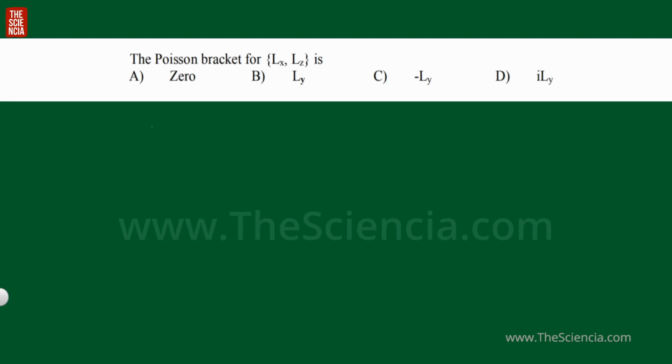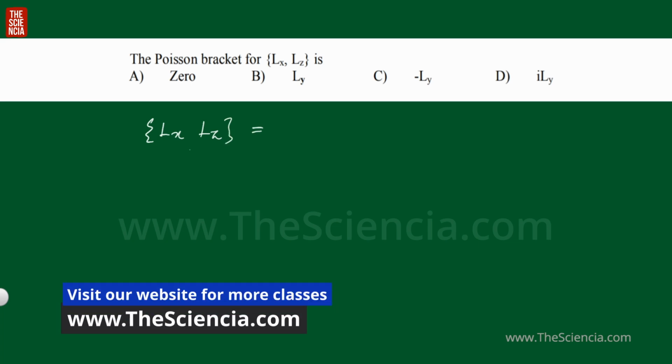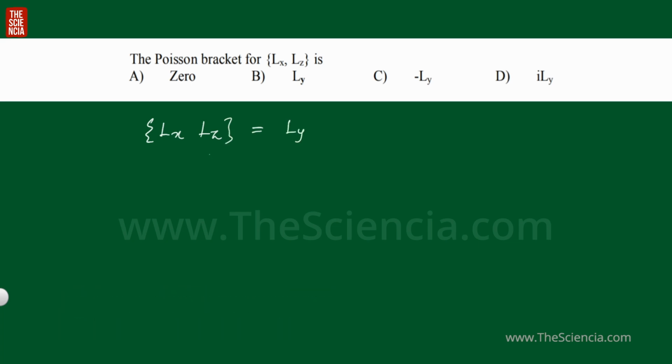This one is a SET question. See, the Poisson bracket of Lx, Lz. So what is the missing term here? That is Ly. But see, these are not in cyclic order. Not in cyclic order, therefore minus. So option C is the answer. When solving this kind of problem, you have to check which component of angular momentum is absent. So write that one here, and check whether these are in cyclic order or not. If in cyclic order, then positive. If not in cyclic order, then negative. So it is a simple problem.